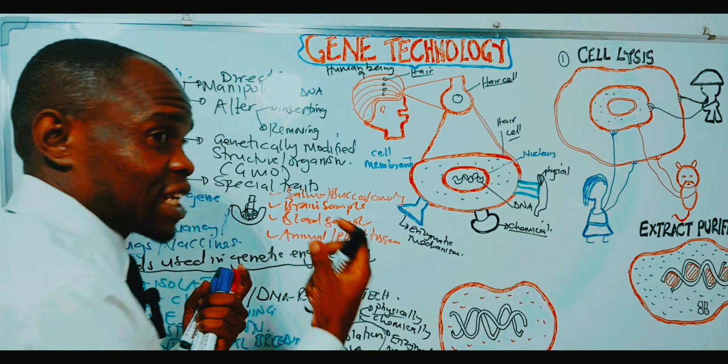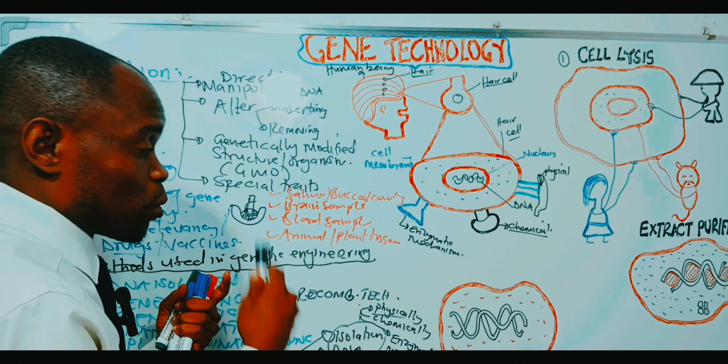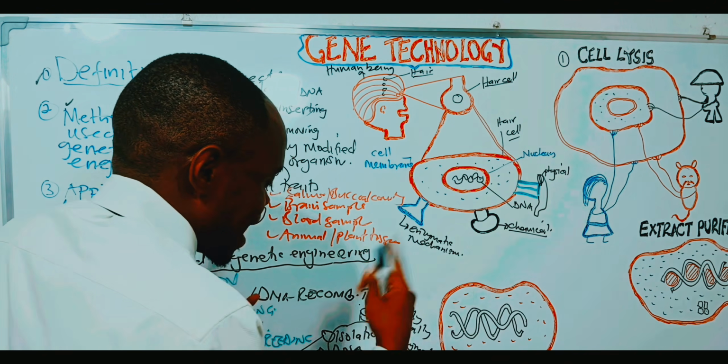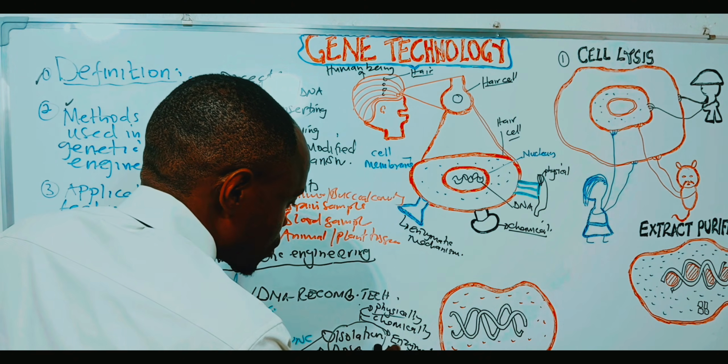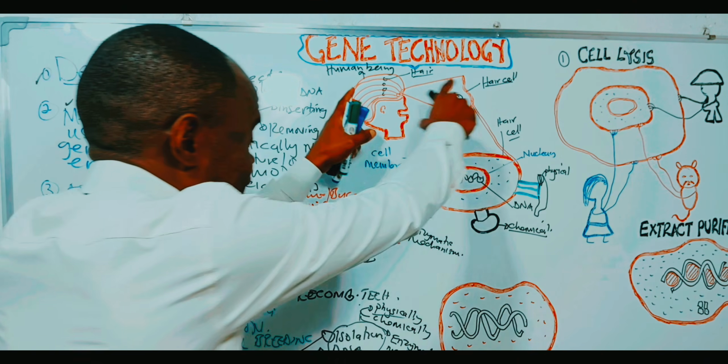Then chemically, using chemicals like detergents, chlorophenol chemicals, alcohol and so on, and also chloroform. Then enzymatic, using what? Enzymes. You get?